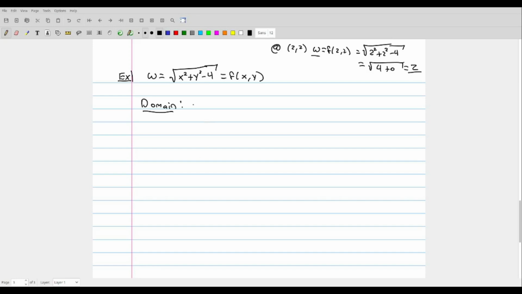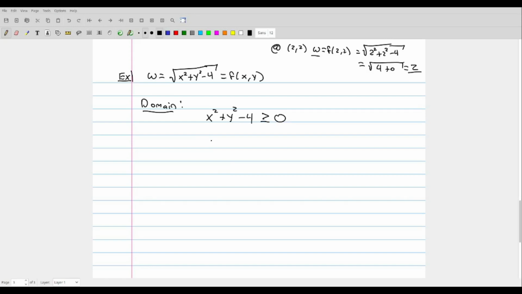Specifically, the restriction that has to be true for the domain of this function is that x squared plus y squared minus 4 has to be greater than or equal to 0. If this is not true, you end up trying to take the square root of a negative number, which is not possible. So the natural domain of this function is all points where x squared plus y squared minus 4 is greater than or equal to 0.